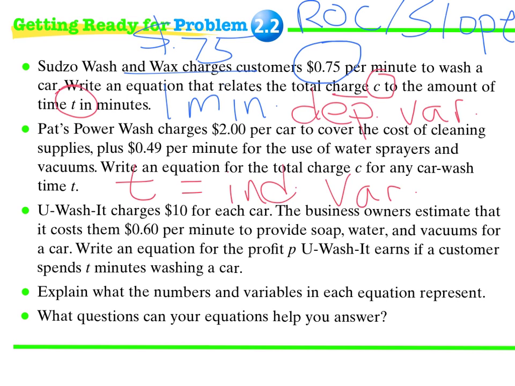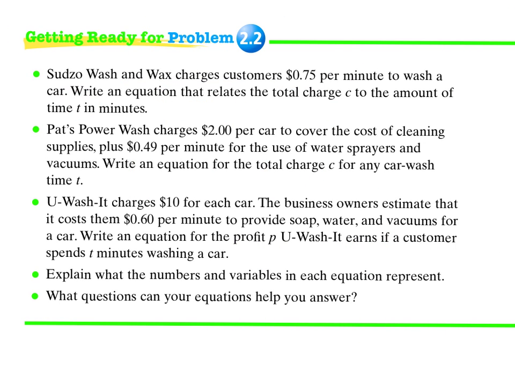Now, putting that all together, we can come up with an equation for the cost of using Sudzo Wash and Wax, and that would be C for the charge equals 0.75 times T, or 75 cents per minute that you use this car wash. Now, before we go on with this video, viewers may want to pause the video and work through the getting ready portion of this problem before pressing play once again.